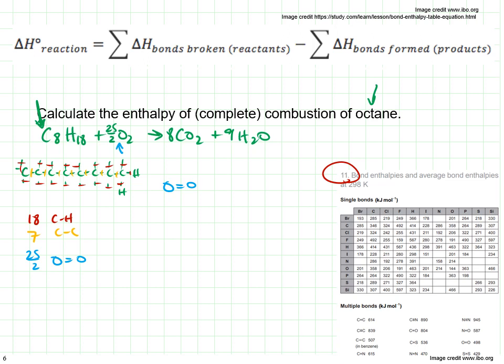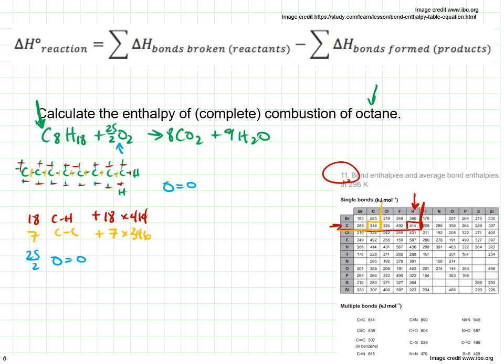So I'm going to use this table, carbon, and I'm going to go across to hydrogen. So carbon and hydrogen intersect at 414 kilojoules per mole. So I need 18 times 414 is going to be positive because it is endothermic bond breaking. I also need 7 carbon-carbons, and so I'm going to find carbon-carbon. That is 346. So again, positive because we're breaking those bonds, 346 kilojoules per mole of that bond being broken.